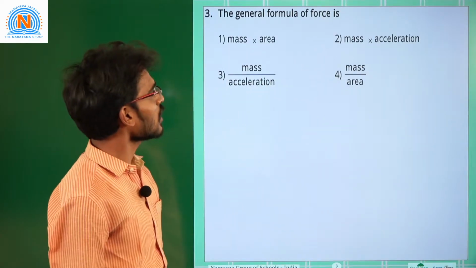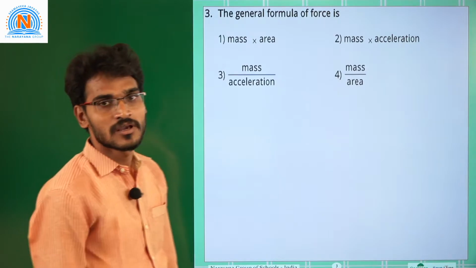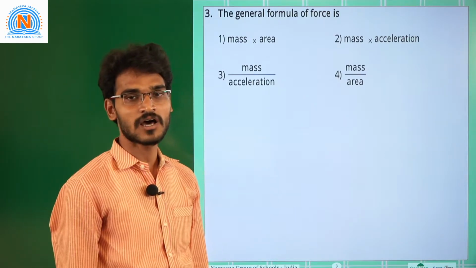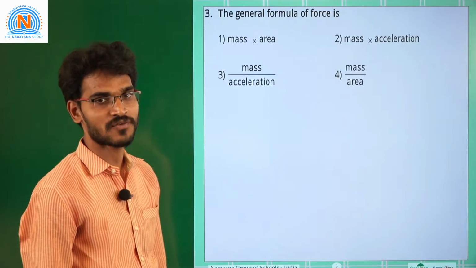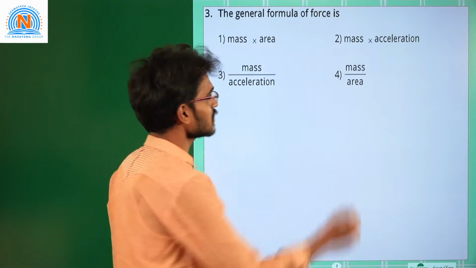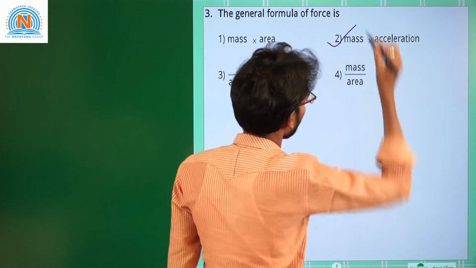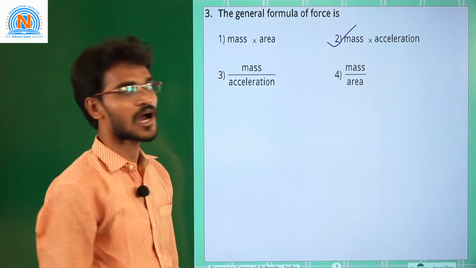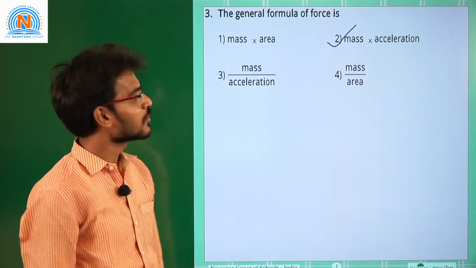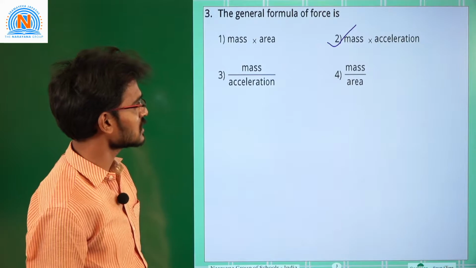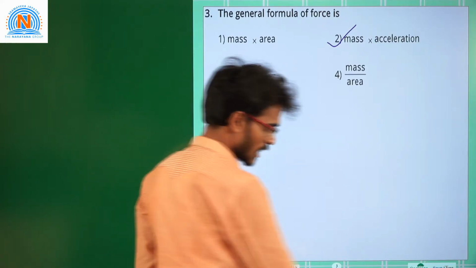The general formula of force is. It is simply defined as the product of mass times acceleration, that is mass into acceleration. So the correct option for force is mass into acceleration, that is 2. Let us move to the next question.